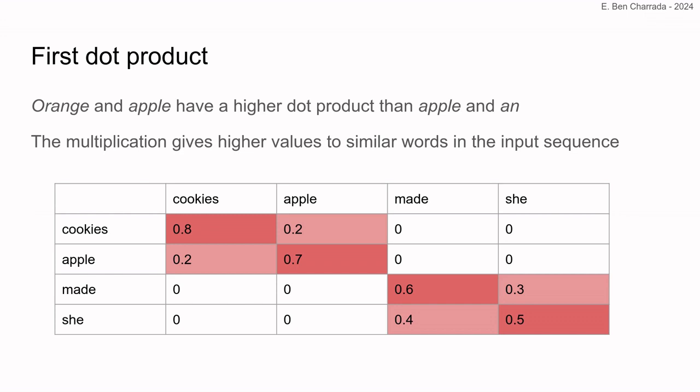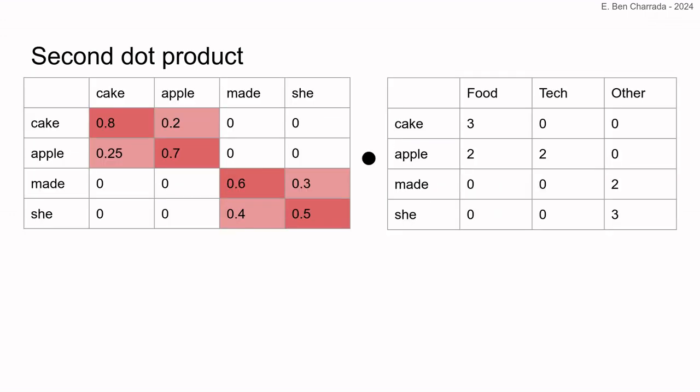So what we'll have is something like this. Well, this is not exactly the softmax using the nth dimension, but what we will get is something similar to this, where in the diagonal we have values close to 1 because each term is similar to itself, and we will have higher values for words that are similar and lower values for words that are not similar. Okay, now we will do the third dot product.